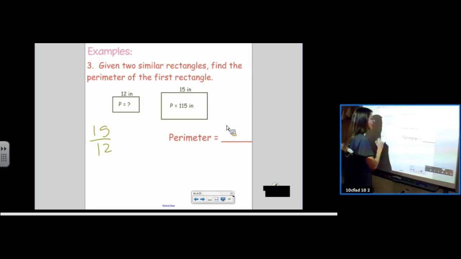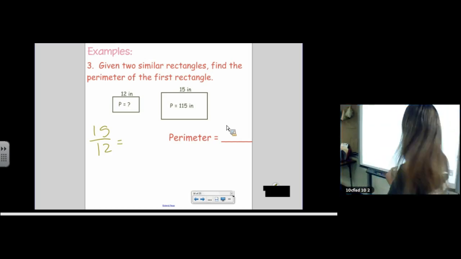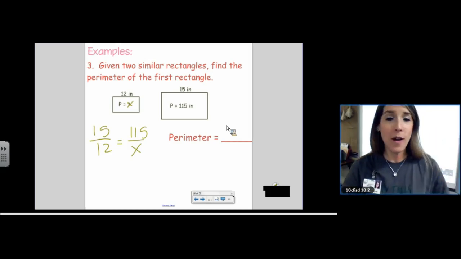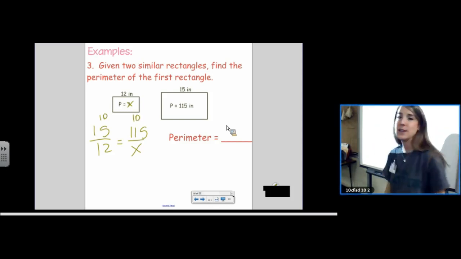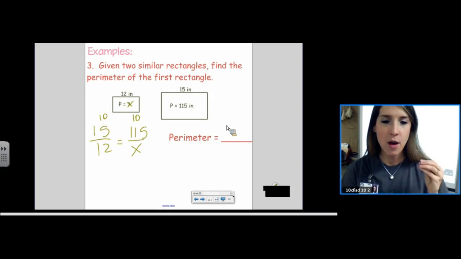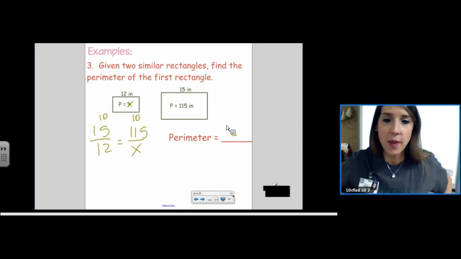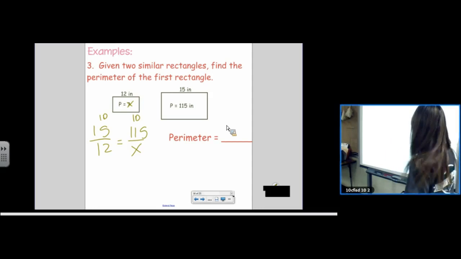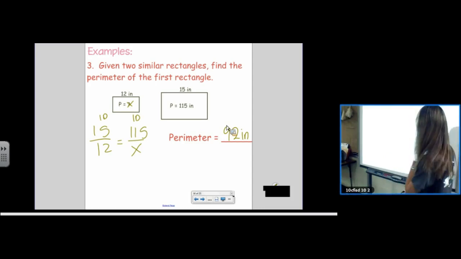We're able to say, I know that the ratio of 15 to 12 is equivalent to the ratio of 115 to x. Because even though one of those is sides and one of those is perimeter, sides are one-dimensional and perimeter is one-dimensional, so they are going to reduce to the same ratio. Cross multiply is really your only step. 12 times 115 divided by 15, and you're done. The perimeter of the small one, without ever using a perimeter formula, is 92 inches. Yay, we love shortcuts.